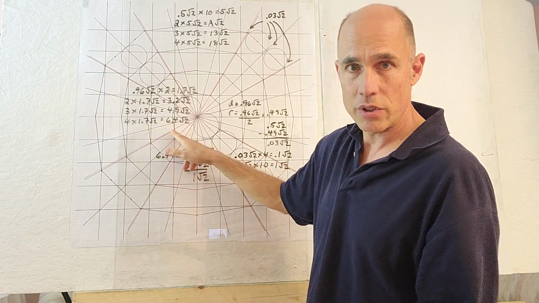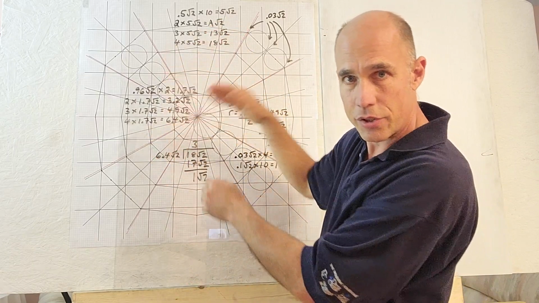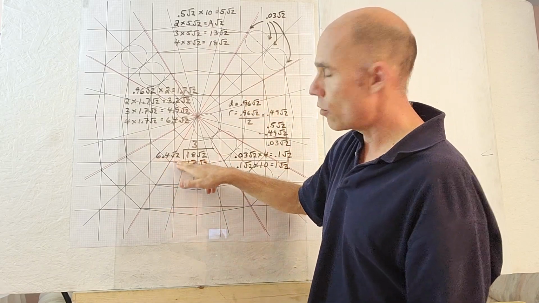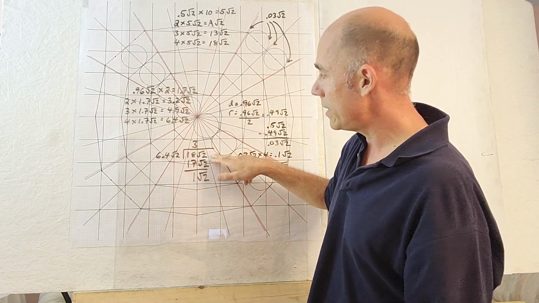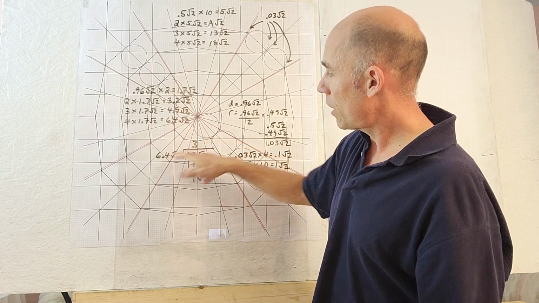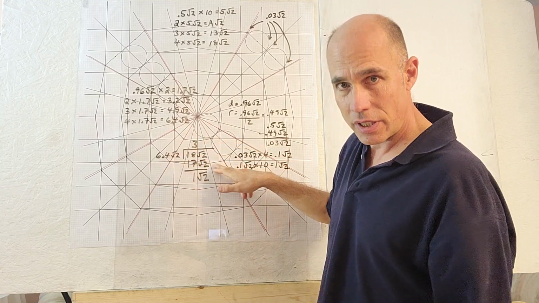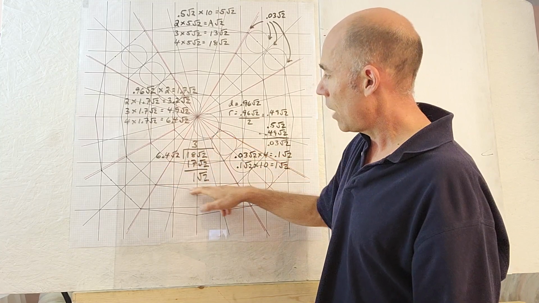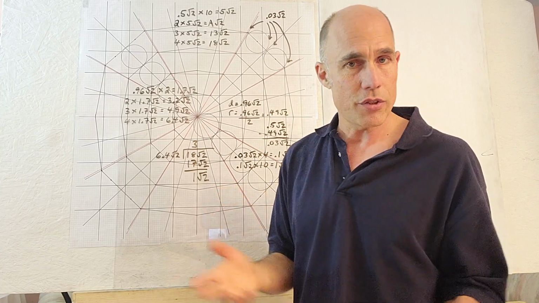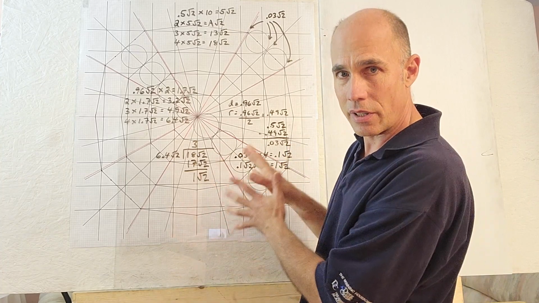So now what we're going to do is divide the diameter into the perimeter. So 6.4 root 2 into 18 root 2. 3 times 6.4 root 2 is 17 root 2. So 3 times, and we have a remainder of 1 unit of the square root of 2. We're just going to leave it there for now.